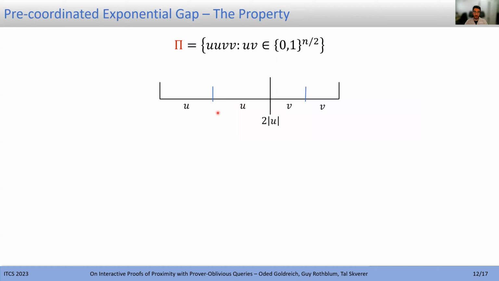So let's start with defining the property. The property will consist of any string of the form UUVV, such that UV is any string of length n over 2. A little visualization of how the strings in this property look. A string is in this property if we can cut it in some position, not necessarily in the middle, such that the first part of the string is 2 consecutive identical strings, and the second part of the string is 2 consecutive identical strings.